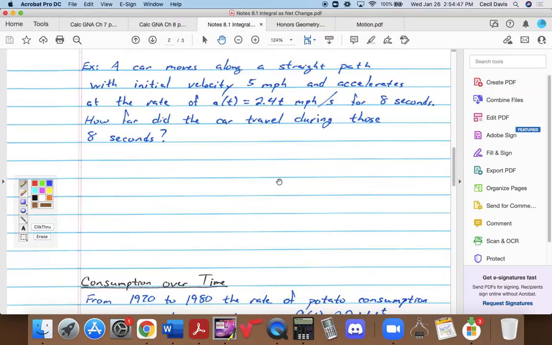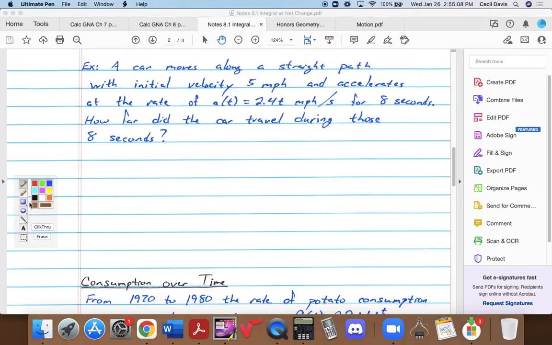All right, so a car moves along a straight path with initial velocity 5 miles an hour and accelerates at the rate of A of t is 24 t miles per hour per second for 8 seconds. Okay, how far did the car travel during those 8 seconds?